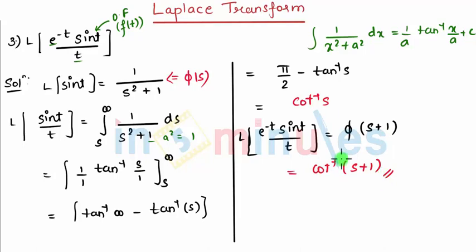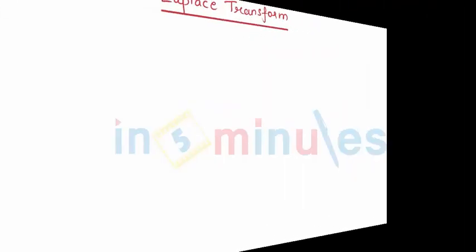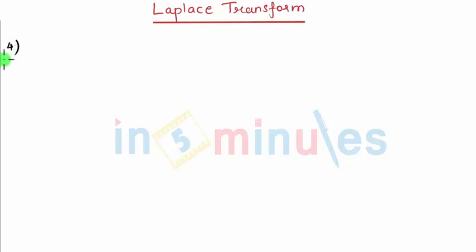That's it. Now we'll solve one more sum, which will be my last sum for this effect. This will be my fourth sum. I need to find Laplace of sin square t divided by t square. So here you can see that there is a t square. That means there is t into t effect. That means two integrations we need.